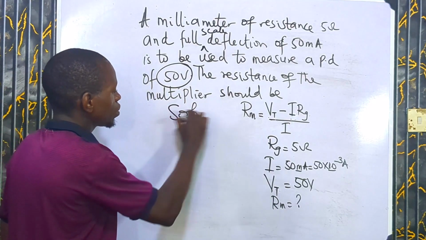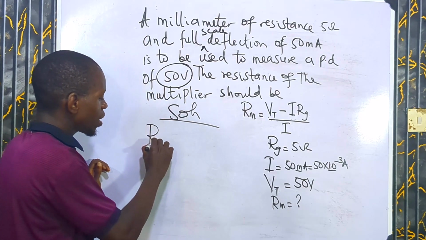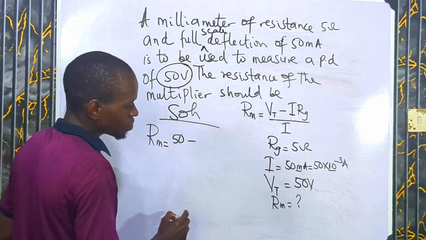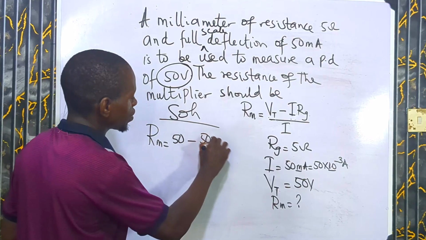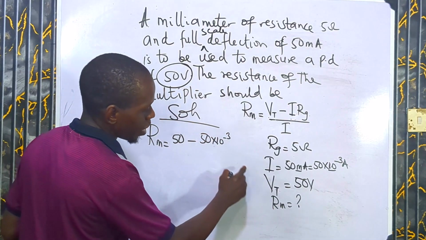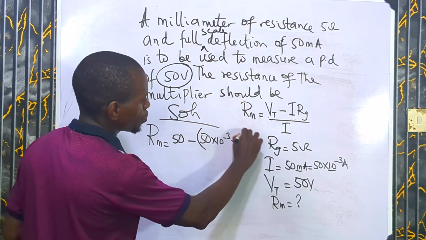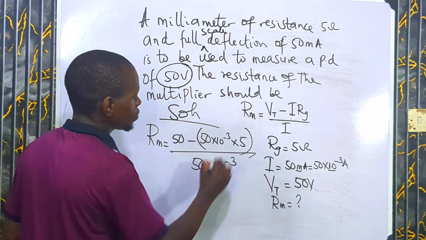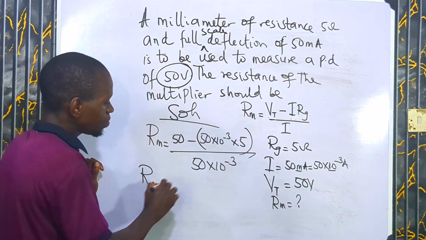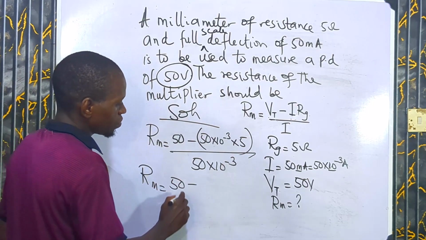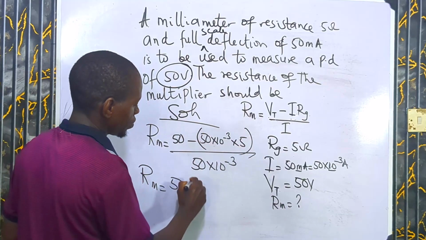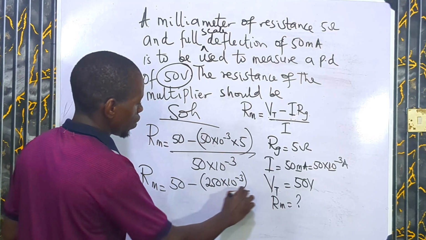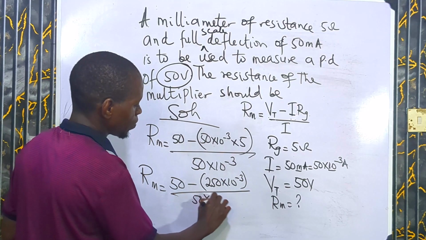So, solution. I'll start by saying that my Rm equals, what is my V total? 50, minus, what is my I now? 50 times 10 raised to the power minus 3. And what is my Rg now? Times 5. Let's put all this inside brackets, all over 50 times 10 raised to the power minus 3. So Rm equals 50 minus, 5 times this, I'm going to have 250 times 10 raised to the power minus 3, all over 50 times 10 raised to the power minus 3.